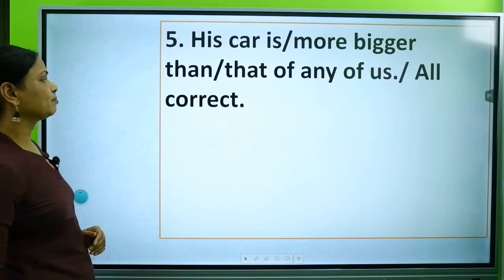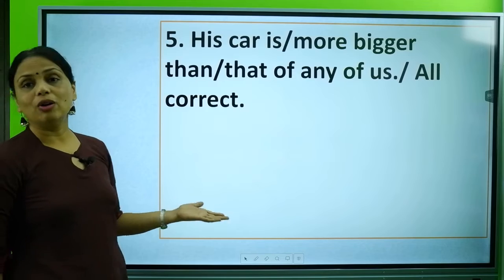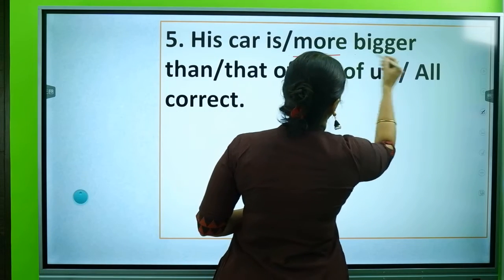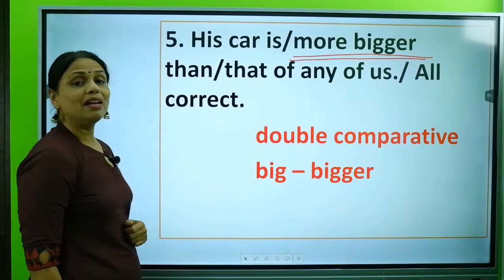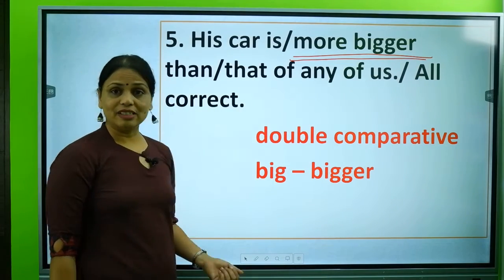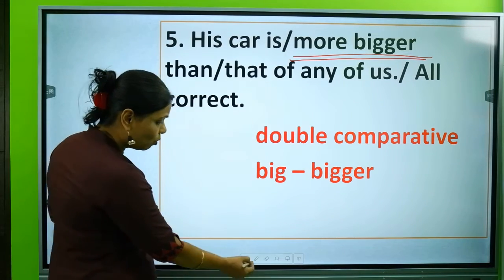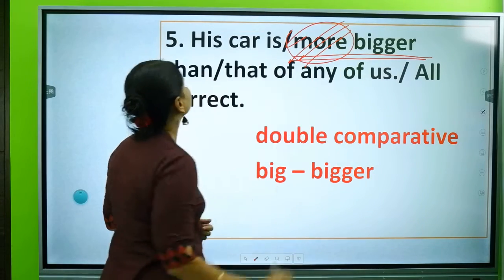Number 5. His car is more bigger than that of any of us, all correct. Now, I want to draw your attention to this one, more bigger. Here is the problem of double comparative. Big is an adjective and bigger is the comparative form of big. So we need not take more, it's a repetition.